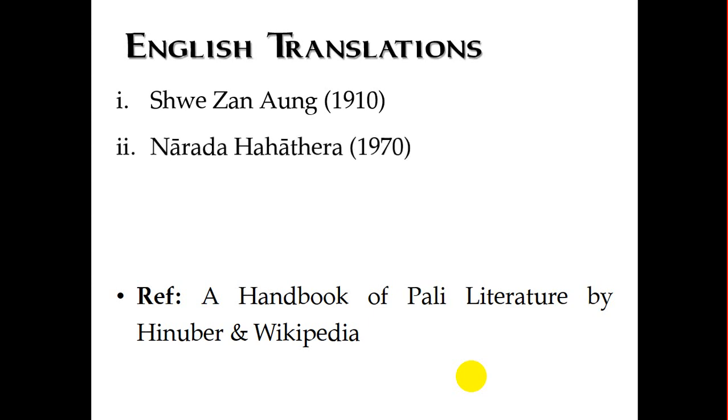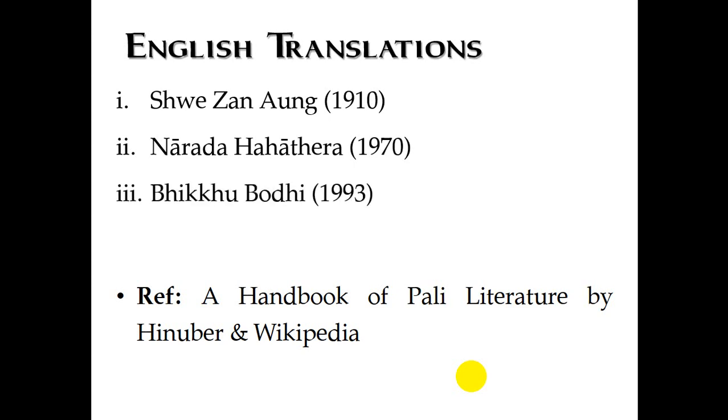The second one was translated by Narada Mahathera, a very well-known scholar monk, in 1970. And this one, Bhikkhu Bodhi translated. Actually, he edited it, and he also added an explanation of each paragraph. So this is a very complete and also reliable book. He wrote this one.